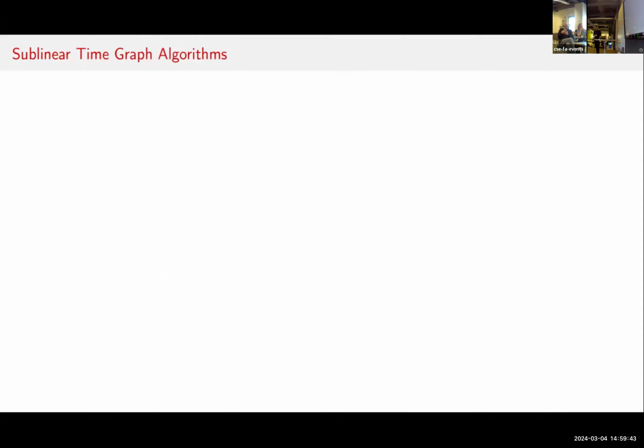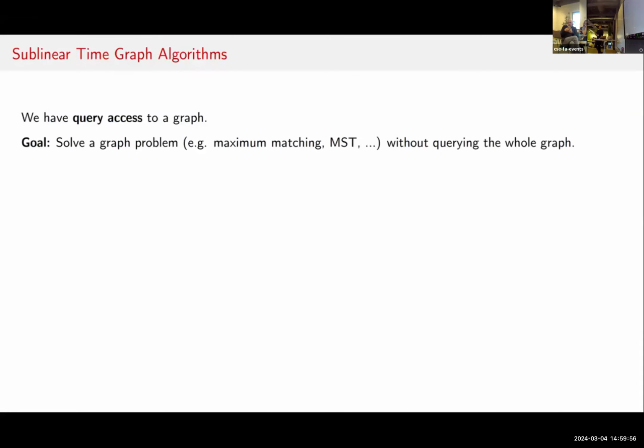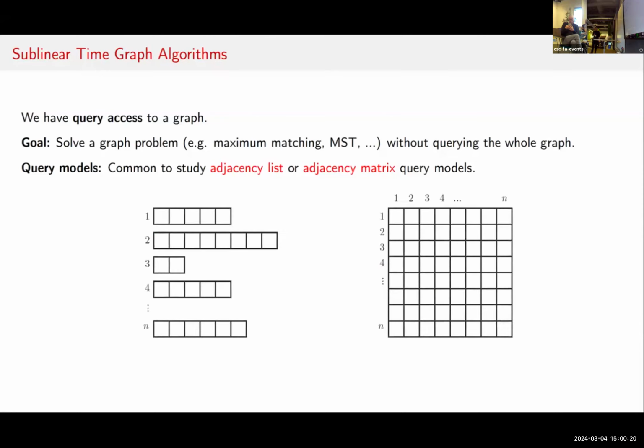Okay, so let's get into sublinear graph algorithms. What do I mean by a sublinear graph algorithm? These are algorithms that have query access to the graph. And the goal is to solve a graph problem, for example, maximum matching, spanning tree, pick your favorite graph problem. We want to solve this graph problem without querying all of the graph. So we do not want to see the whole graph, yet we want to solve the problem at hand.